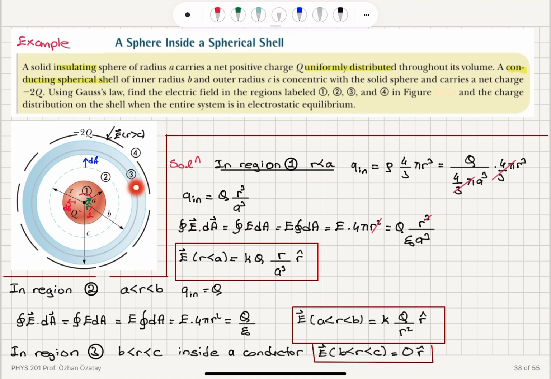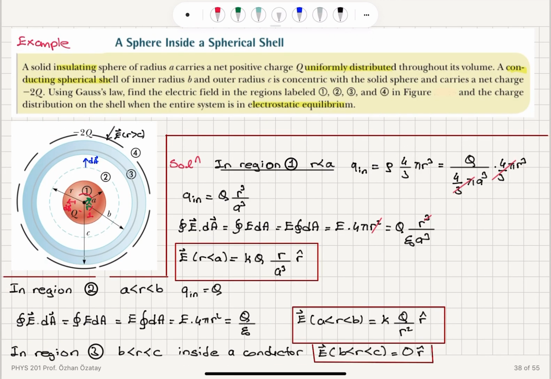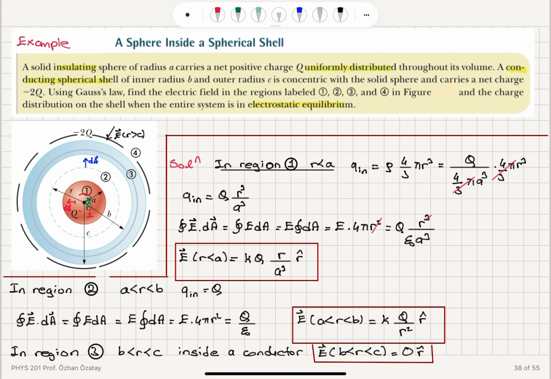In region 3, we're inside a conductor. Mobile electrons basically guarantee that the electric field inside is reduced to 0 at equilibrium, because the entire system is in electrostatic equilibrium here. In region 4, outside the spherical shell, the total charge enclosed by our Gaussian surface is minus 2q plus q, which is minus q. So this gives us minus kq over r squared, r hat. The electric field points radially inward outside.